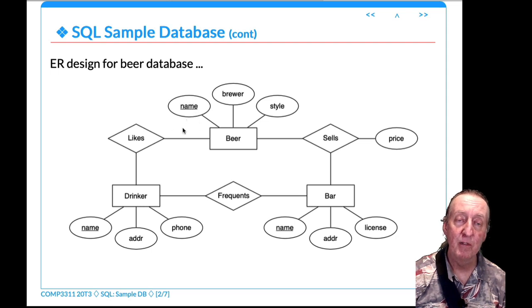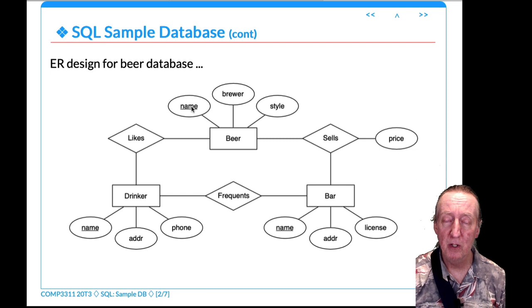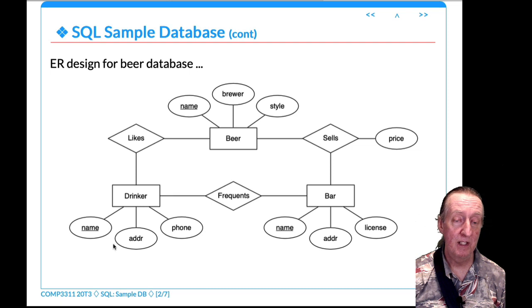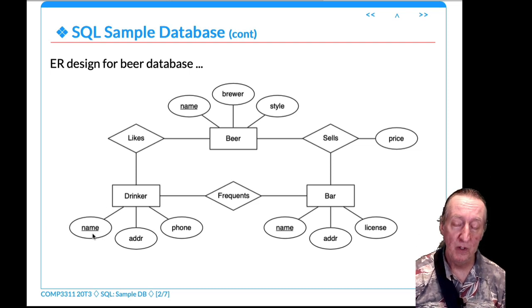One side effect of things like this is that we can't have two beers with the same name. Now that's actually not true in the real world. There are quite a few beers that have similar names. Drinkers, and you can see the same, we're using name as the primary key for the drinkers. Once again, that forces all the drinkers to have different names, and similar with bars. That's kind of more plausible. But of course, these names are going to be strings, they're going to be fairly long. If they're used as primary keys and foreign keys, they occupy more space in the database.